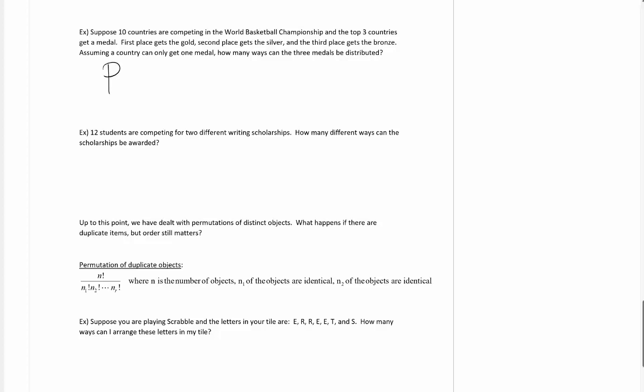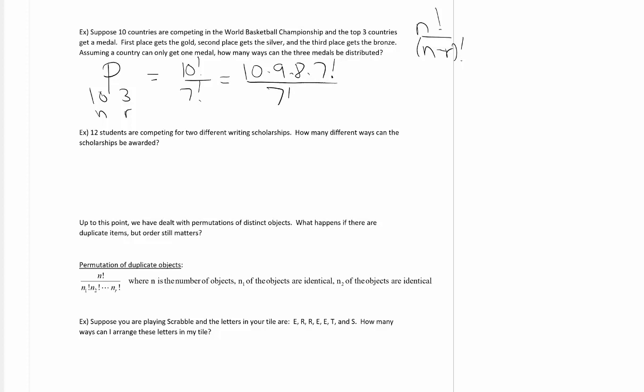So this is a permutation of 10 total countries, and I'm going to select 3 of them. Remember the formula. That's n factorial divided by n minus r factorial. Here's n, here's r. So it's 10 factorial over 10 minus 3, that is 7 factorial. So remember how I'm going to write this out: 10 times 9 times 8 times 7 factorial, because that's what I have on the bottom. The 7 factorials divide out. So 10 times 9 times 8, there's 720 arrangements I have in this problem.